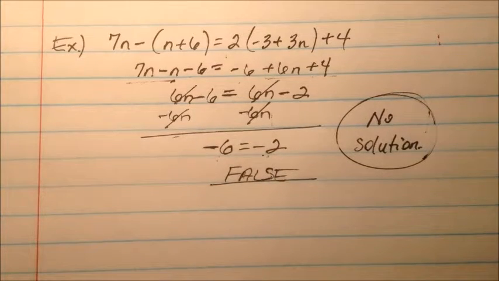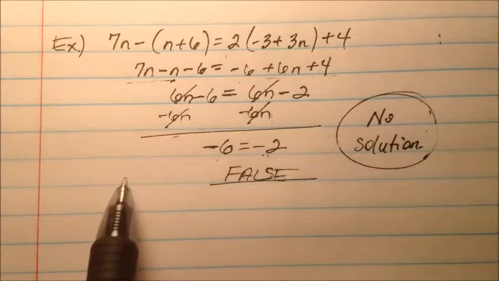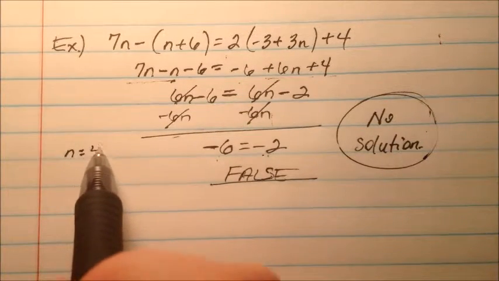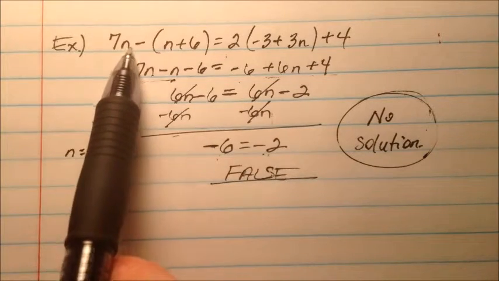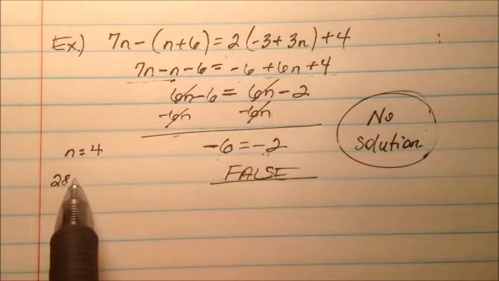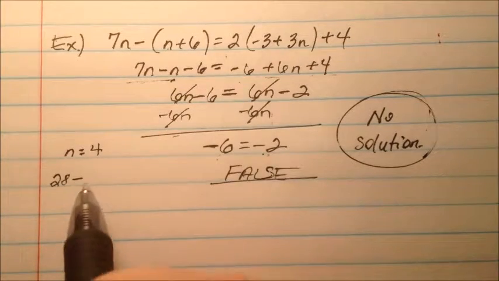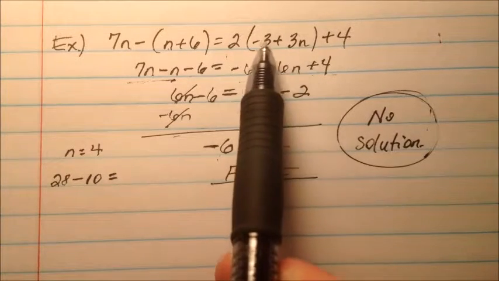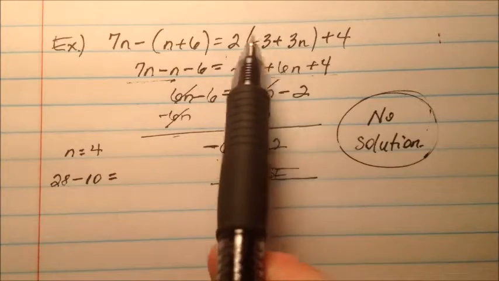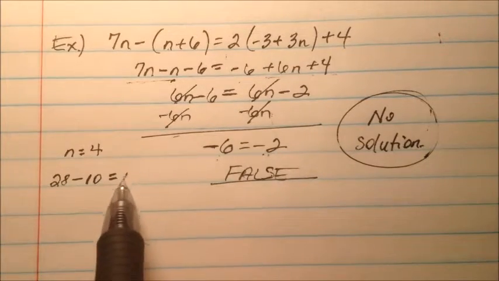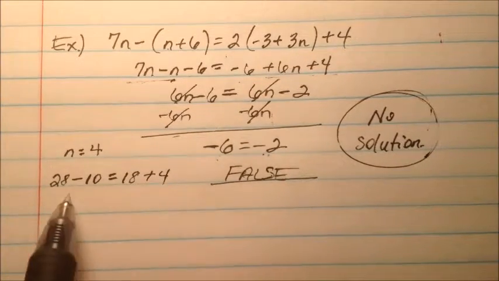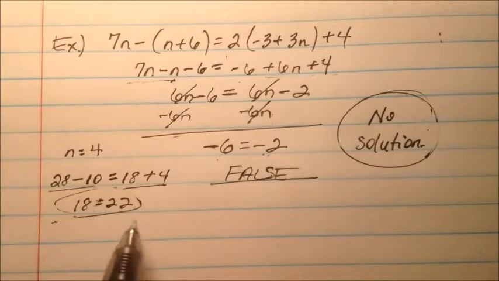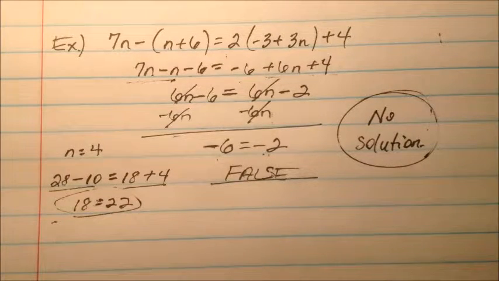In that previous example, we tried a test value, so let's try a test value again. Let's say n equals 4 this time. So 7 times 4 is 28 minus 4 plus 6 is 10, so 28 minus 10. On the right side, 3 times 4 is 12. Negative 3 plus 12 is 9. And then 2 plus my 9 here is 18. So 18 plus 4. It looks like 18 equals 22. But again, look at that, a false statement. So it does not work again.